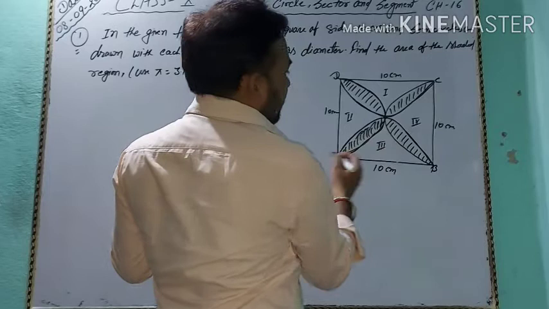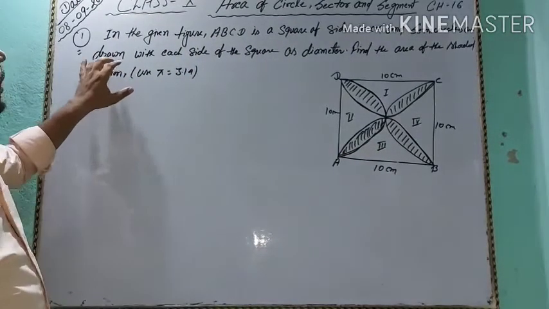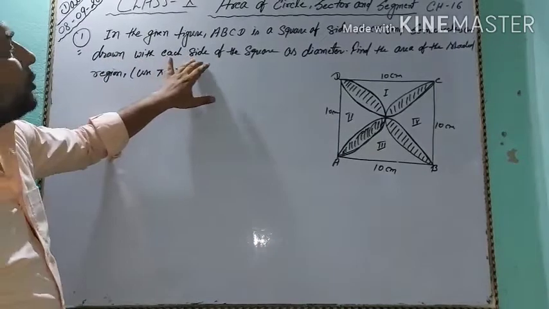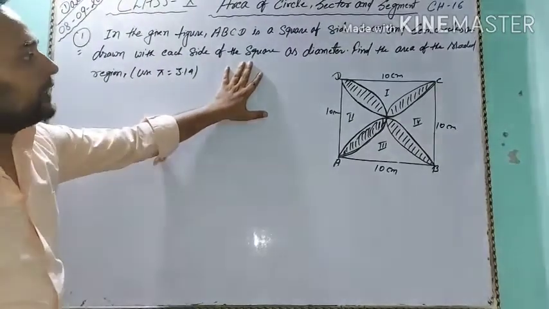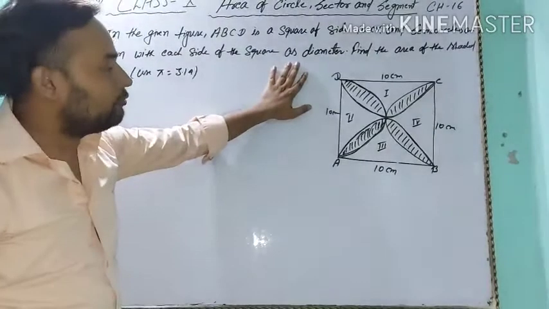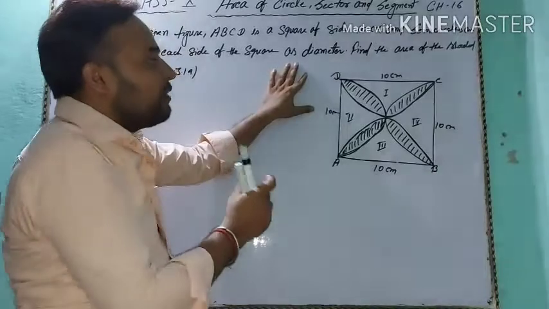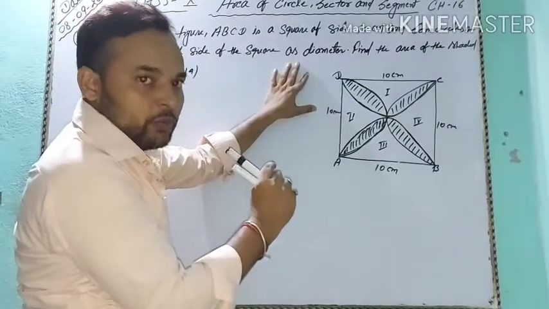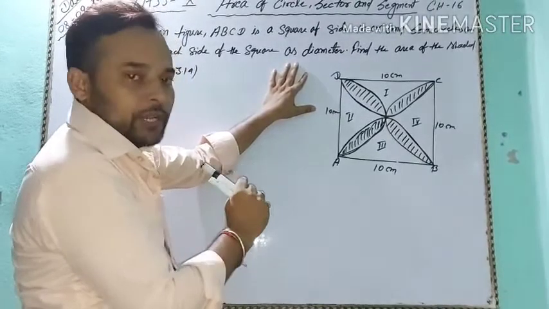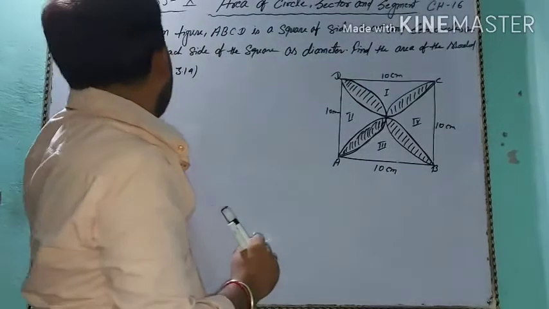Okay. So this is the semicircle drawn with each side of the square as diameter. So in each semicircle, the side of the square is the diameter. Okay, find the area of the shaded region.